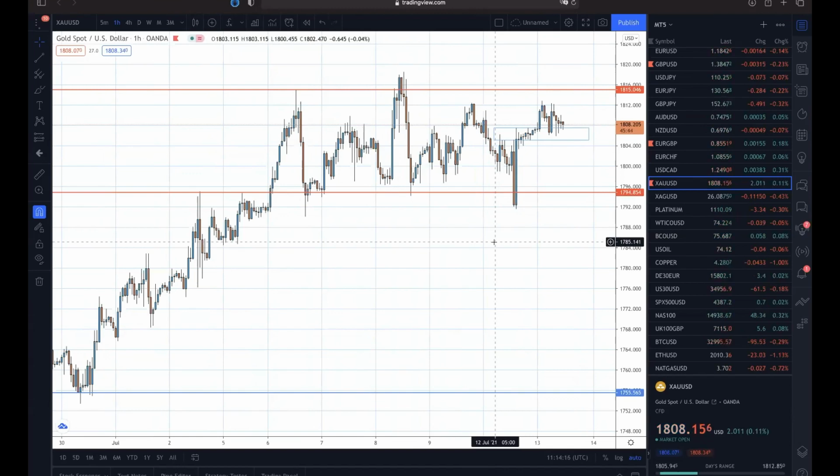It all depends on the outcome of the CPI, or to some degree anyway. If CPI comes in a little bit weaker or in line with expectations later on, then I reckon gold is going to break out.